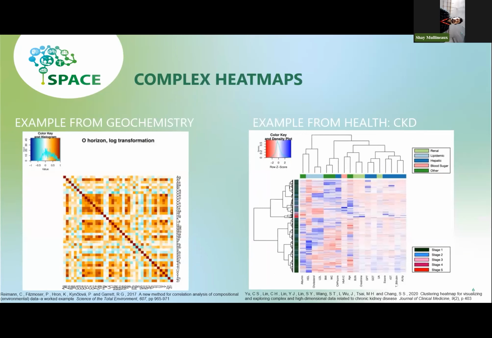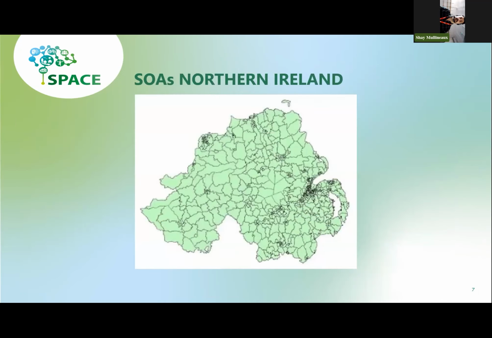Okay, so these are two examples. One here is from a paper on soil geochemistry, and you can see the elements in that soil there. The other one accompanying it is from another study which was looking at trends in chronic kidney disease. You can see there are different symptoms and different markers of chronic kidney disease and how they relate to each other. This is being done using a complex heat map as the graphic tool.